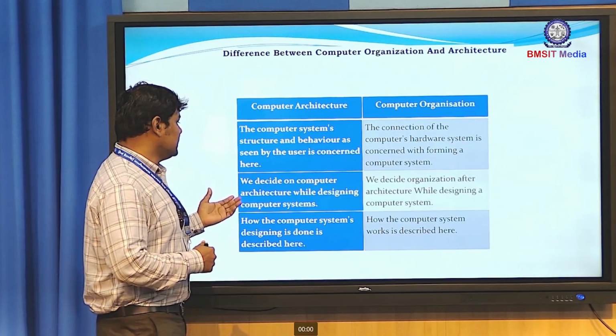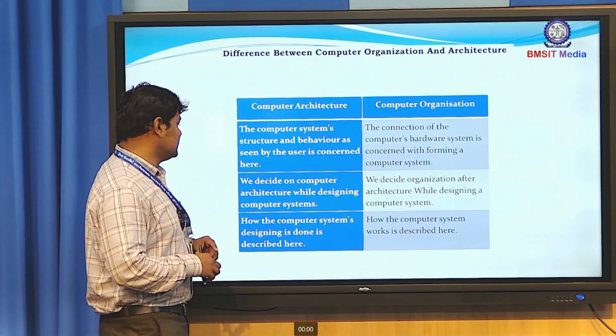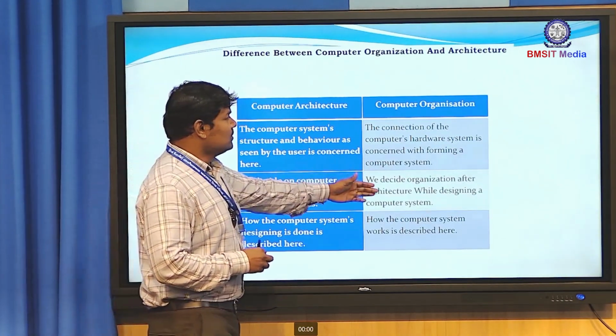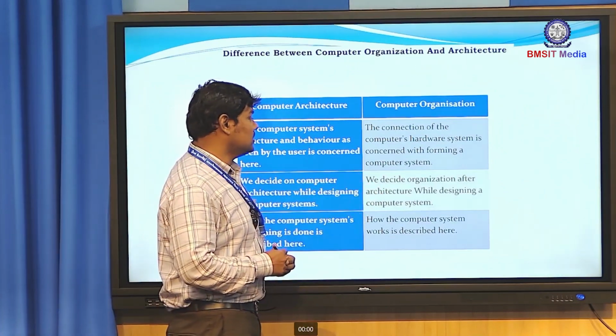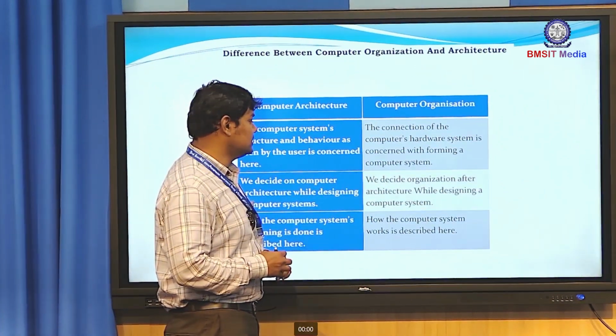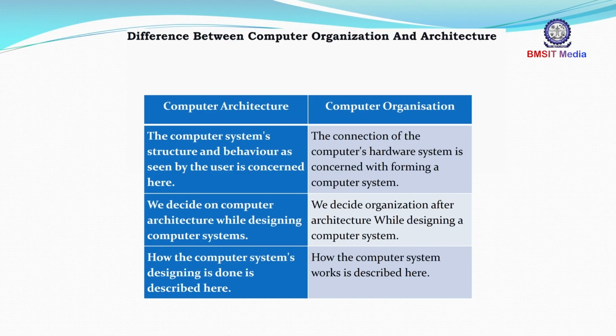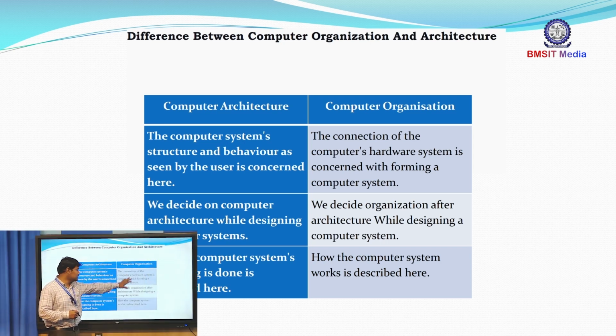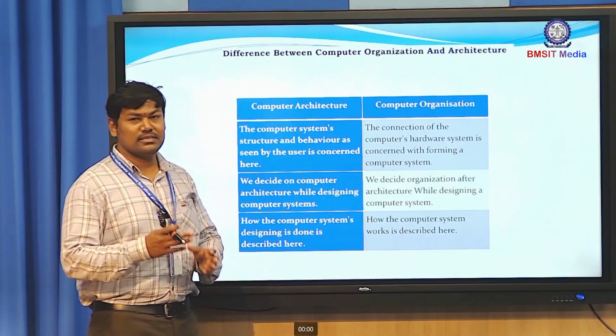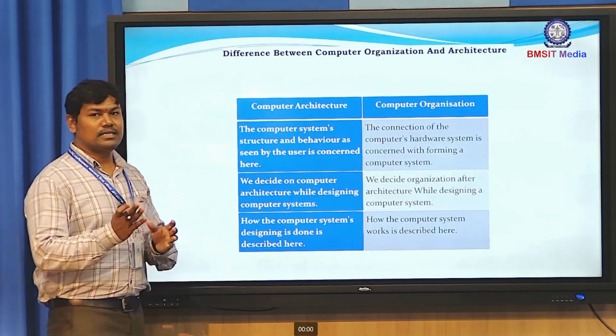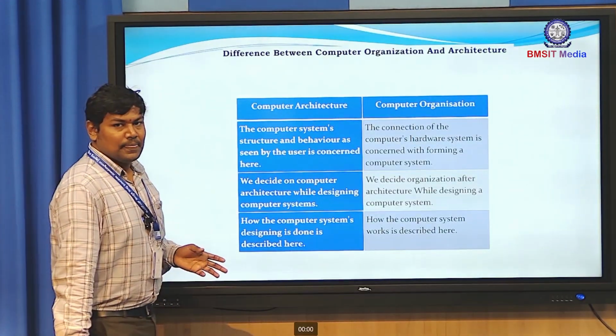The second difference is that we decide on computer architecture while designing a computer system. Coming to computer organization, we decide on organization after architecture while designing a computer system. Next, how the computer system is designed is described in computer architecture, while in organization, how the computer system works is described. These are the 3 main fundamental differences between computer organization and architecture.